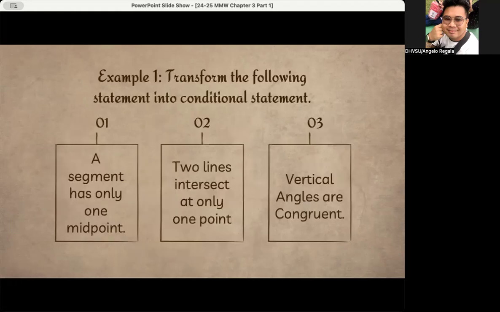Okay. So let's have the first one. Transform the following statements into conditional statements. A segment has only one midpoint. The second statement is: two lines intersect at only one point. Then statement number 3 is: vertical angles are congruent. So our task here is to make an if-then statement for each of these sentences.